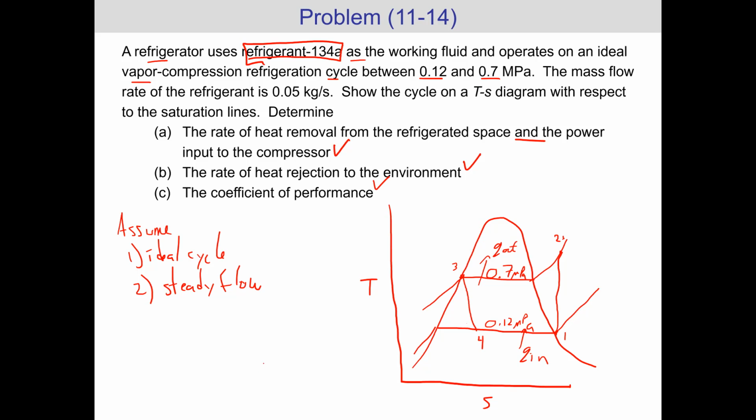Now, what we're going to do is analyze each state and the properties in each state. So if we go to state 1, we know the pressure is 0.12 megapascals, and it's a saturated vapor, right? So that would be a quality of 1.